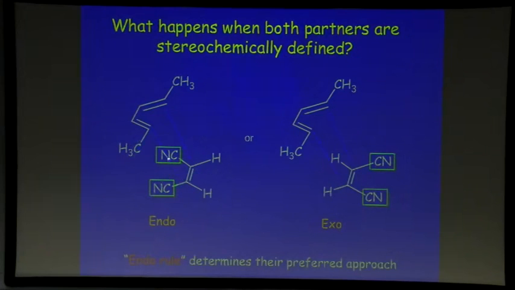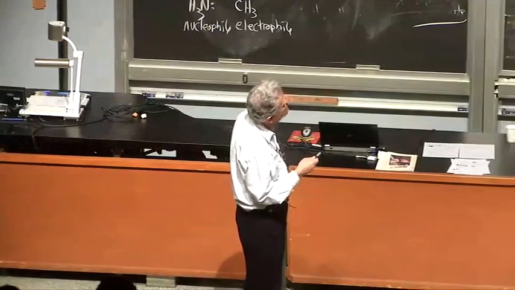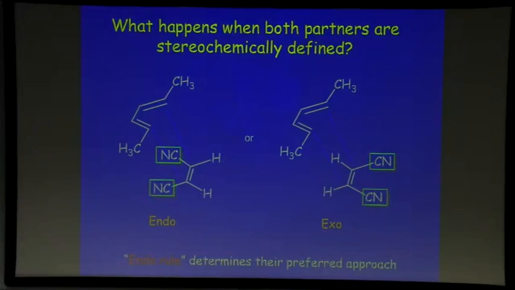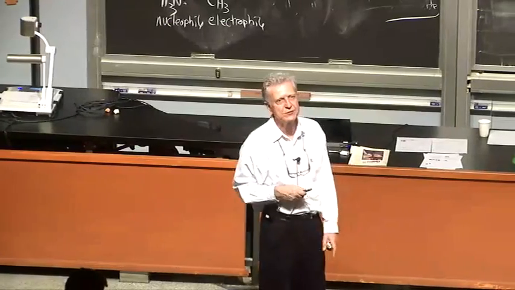It can approach in this way, where the two substituents, the two nitriles, point to the backbone of the diene, point to these two carbons in the back. That's called endo. There's the alternative, where the two nitrile groups point away, more or less into outer space, if you want to call it that, away from the back of the diene. Okay? And it turns out that endo is preferred, the so-called endo rule.